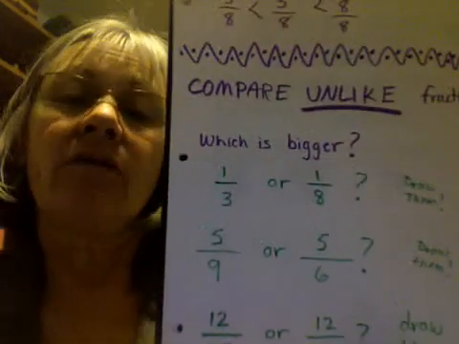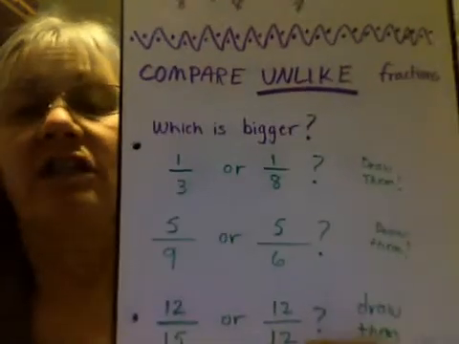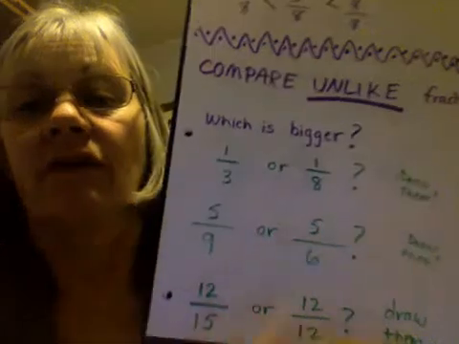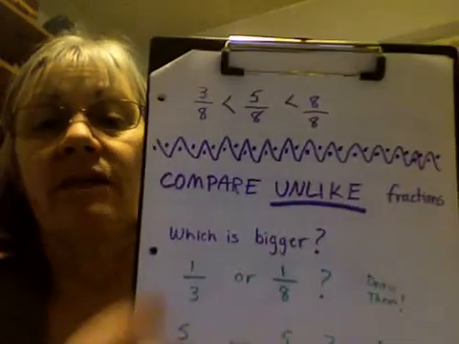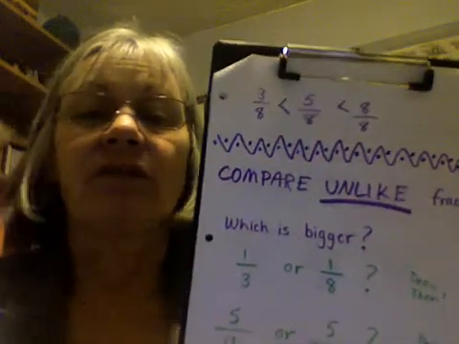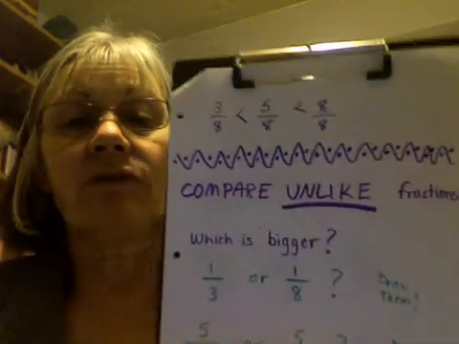So we now know a way to compare fractions if they have the same numerator, like these, or the same denominators, like these. And that's pretty straightforward, but we'll come to a trick for comparing fractions that don't have like numerators or denominators, and that will be our next lesson.